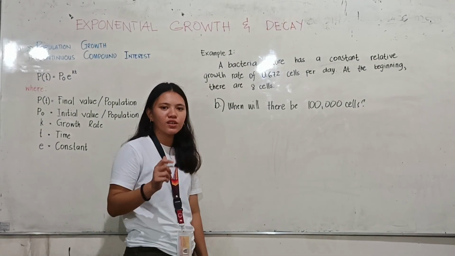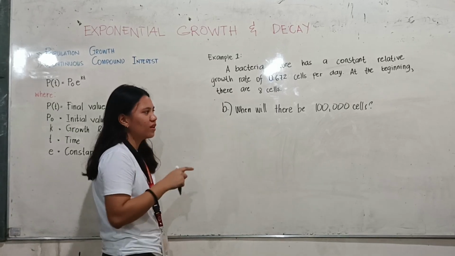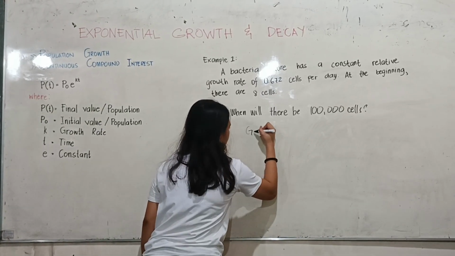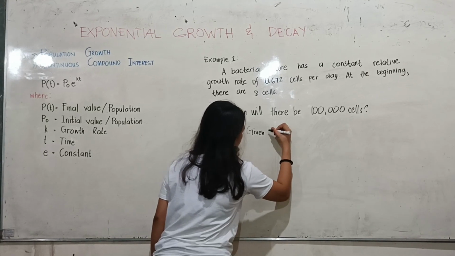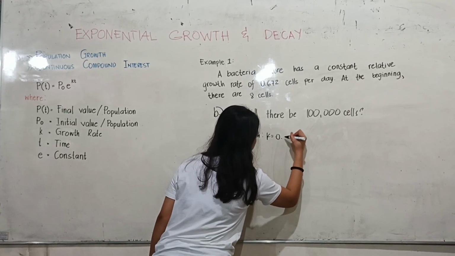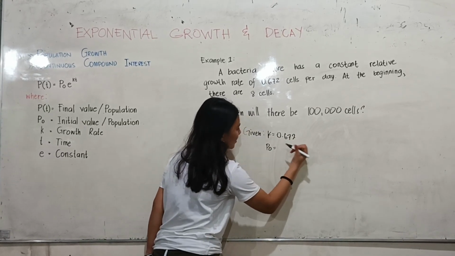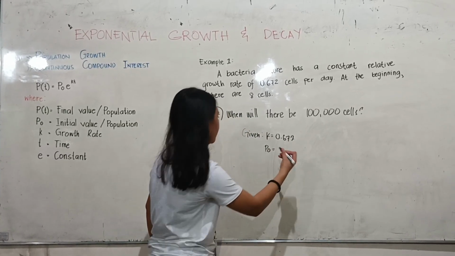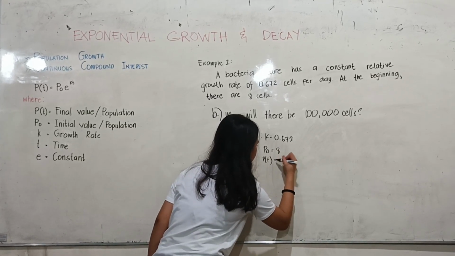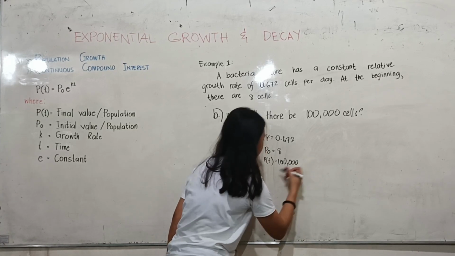So we have the second question here, with the same problem. When will there be 100,000 cells? By the givens, the growth rate is 0.672 and the initial value is 8. Then the final value is 100,000 cells, and we need to find the time.